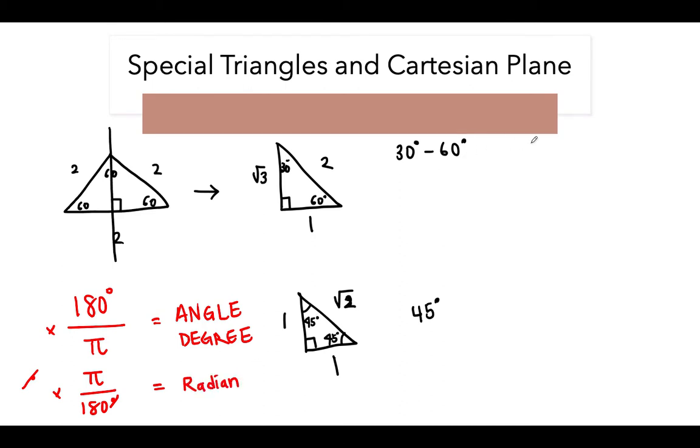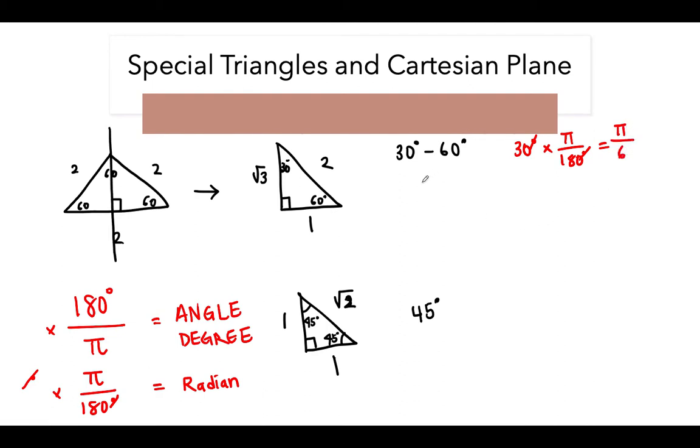So in this case, for example, if I have 30 degrees times, in radian, pi over 180. So degree and degree cancel out, so you get 30 pi over 180. But 30 divided by 180 is going to give me 6. So it's going to be pi over 6.